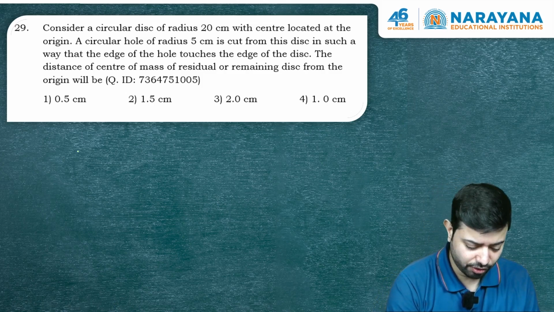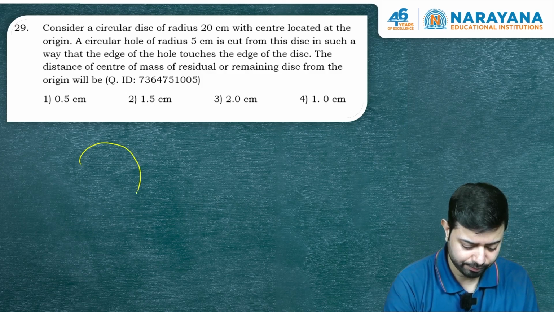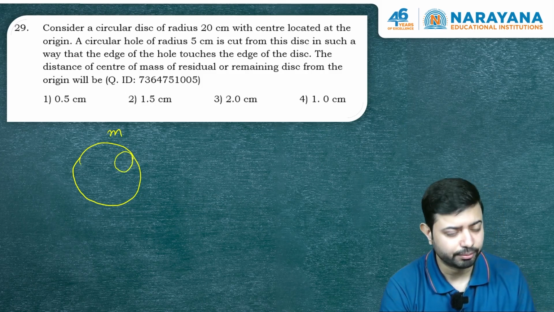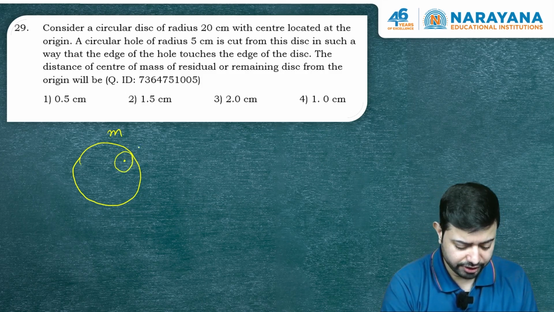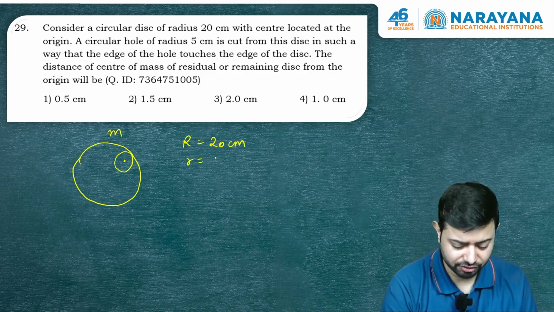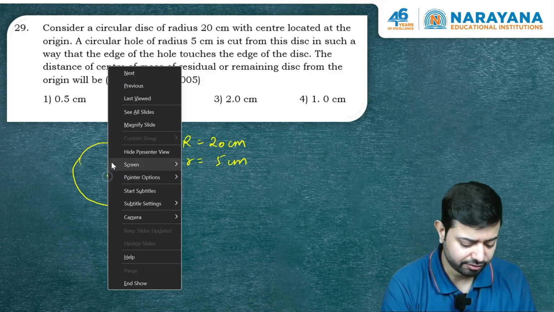Okay. So, you can draw the picture. Let us take a disc shape, and let us say the mass of the disc is m. Okay. And I am going to cut a particular amount of disc from it, so that the edges match. The radius of the big disc is given as capital R, which is 20 centimeter, and the small r for the smaller disc is going to be 5 centimeter, right, and the center of the big disc is somewhere here.